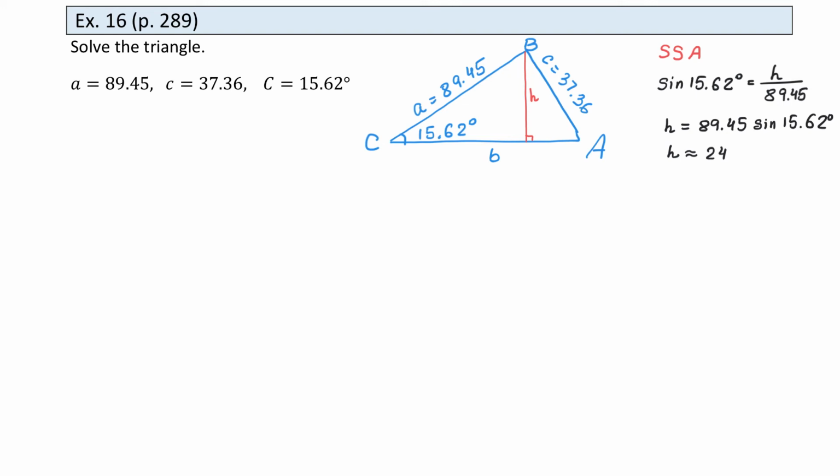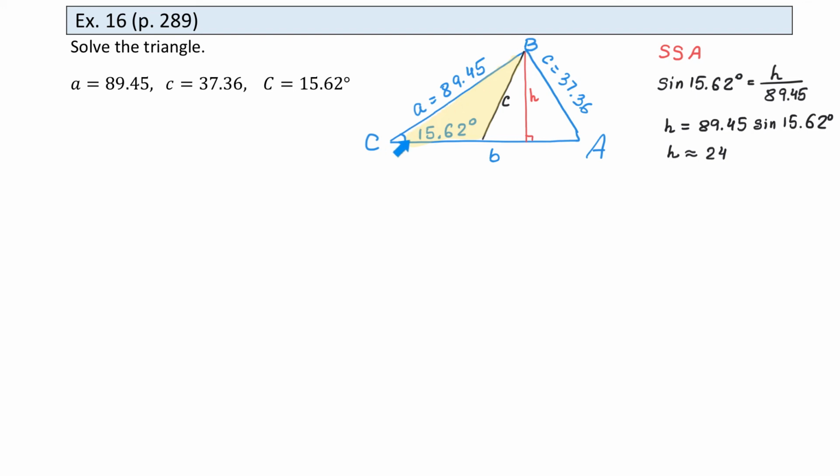Now we can clearly see that side C is longer than the height. And this means that with the given dimensions, we can draw two triangles. One of these triangles will have the side C to the right of the height, and the other triangle will have the side C to the left of the height. Here I will draw the side C to the left of the height, and the second triangle formed will be this one. Now, if side C, side A, and angle C are the same for both triangles, the dimensions that we have to find, like angle A, angle B, and side B, will not be the same.